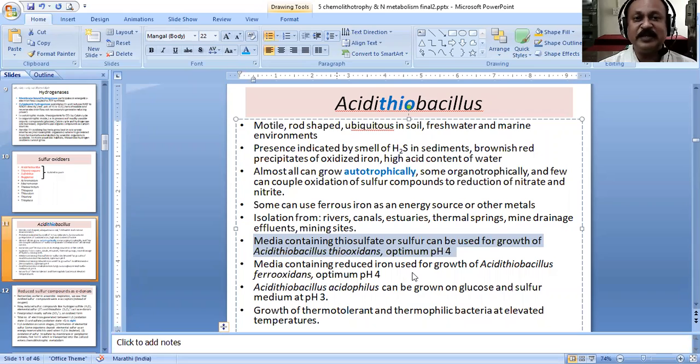Optimum pH for growth of these organisms is 4, and therefore these are acidophilic organisms. Not just acid tolerant, but they are acidophilic organisms actually, right? So in fact, they cannot grow at an alkaline pH or neutral pH, right?